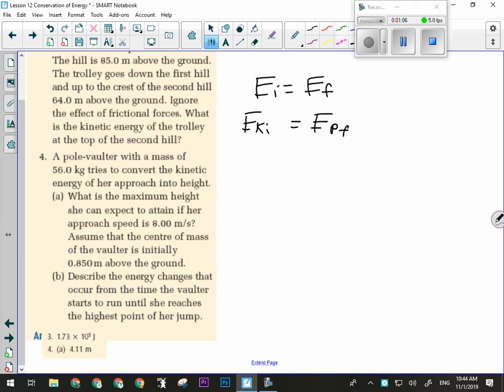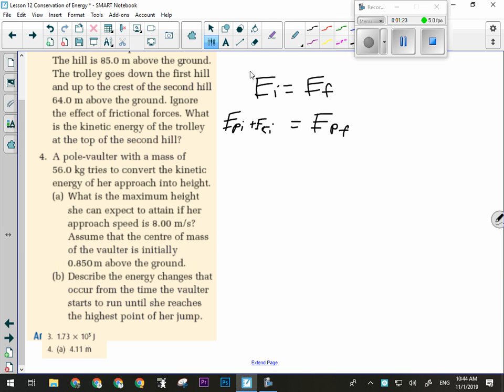But her center of mass is 0.85. Sorry, no, you're right. I missed that part because I was looking at only the first part. So initially she does have some potential energy. So EP initial plus EK initial. Good eye.